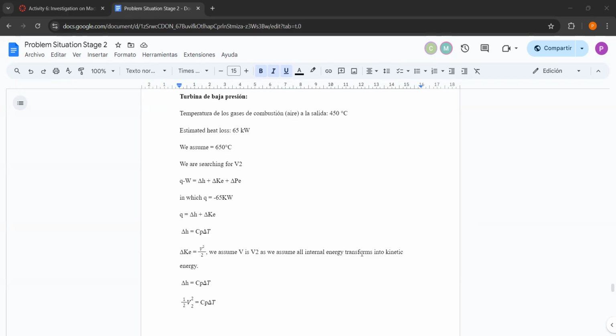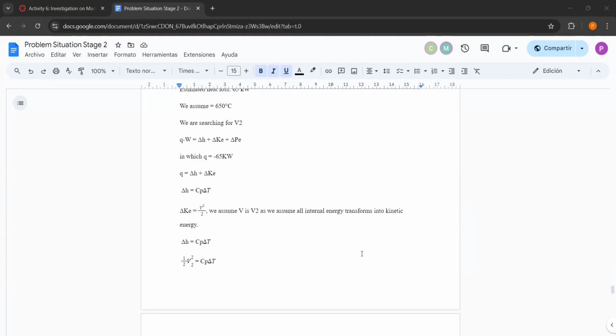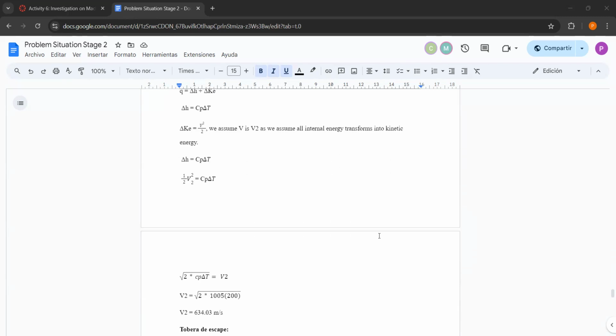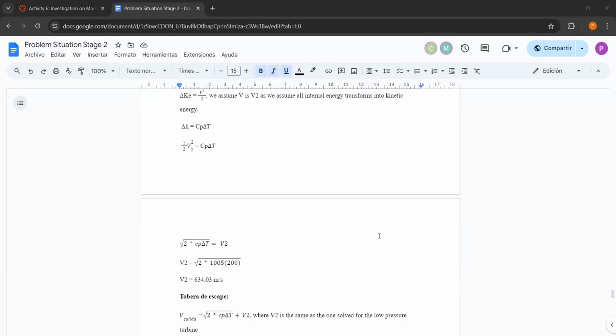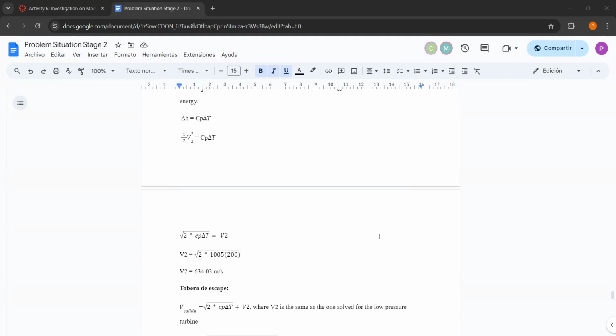And we use the formula that the change in entropy is equal to Cp times the change in temperature. So basically what we did was that we used this formula to replace everything in terms of the velocity. And so we had that 1/2 of the velocity 2 squared equals Cp times the difference between temperatures. And so we used this equation to solve for the variable V2, and then we replaced all of the data that we had before.